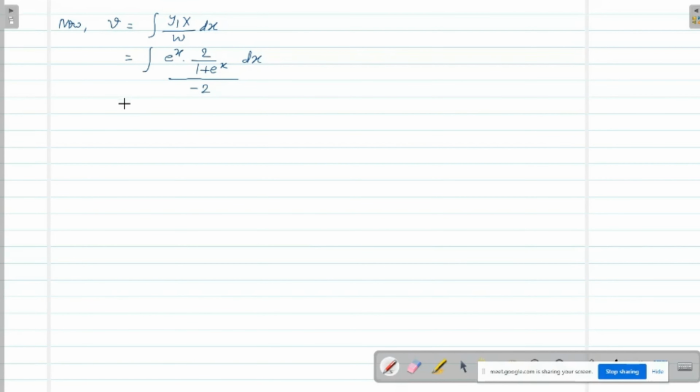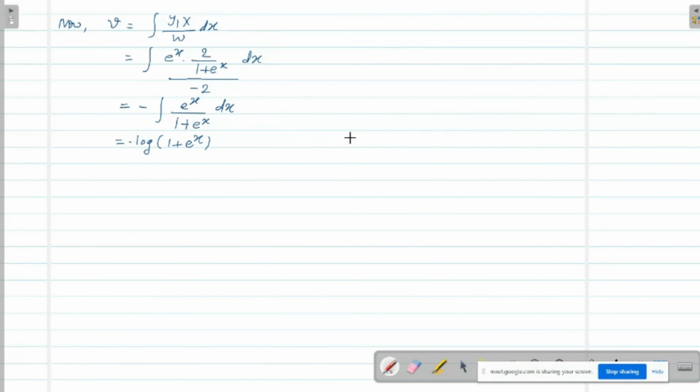So these two will cancel, and we will have this equal to minus the integration of e raised to x divided by 1 plus e raised to x dx. Now see here: in the numerator we have the derivative, and in the denominator we have the function. So we write log of function, and the function is 1 plus e raised to x.